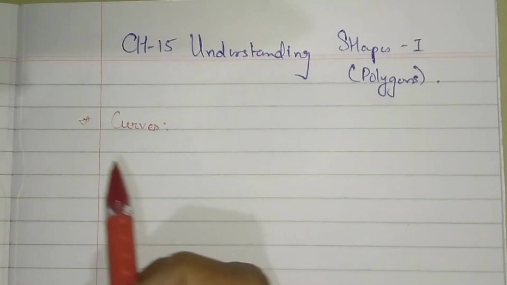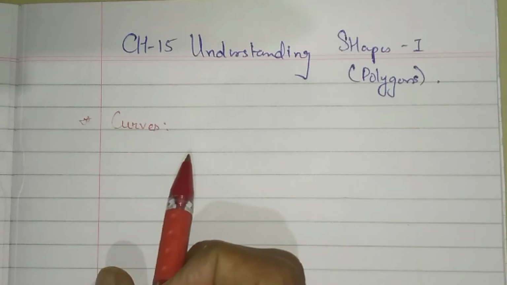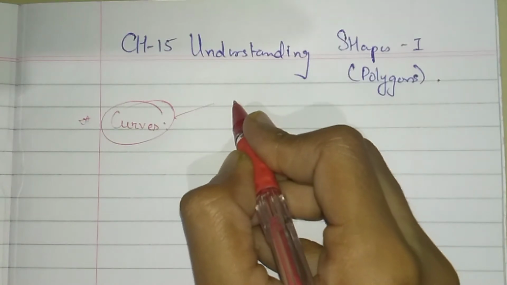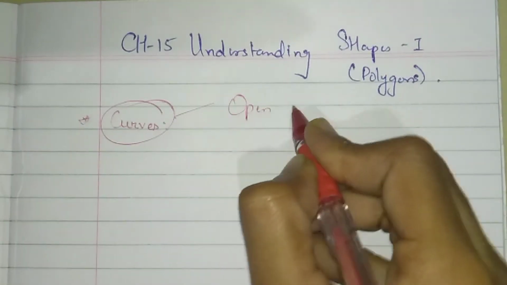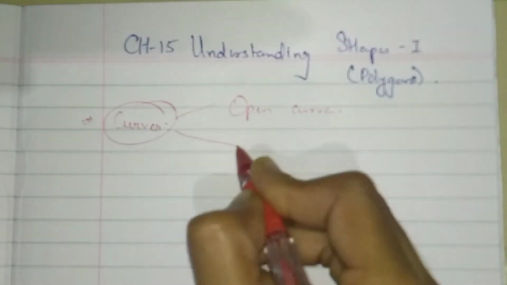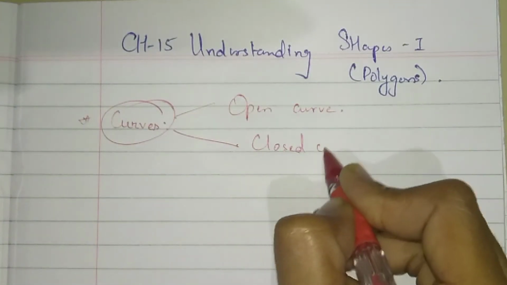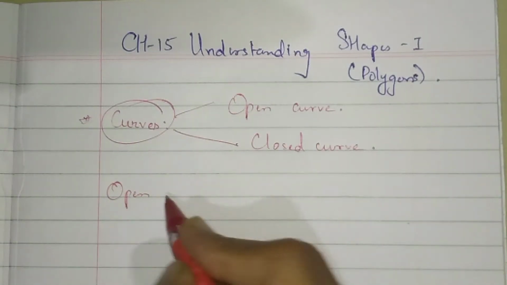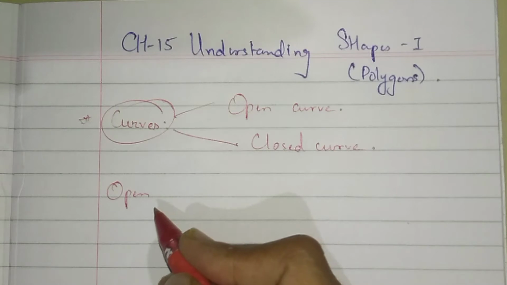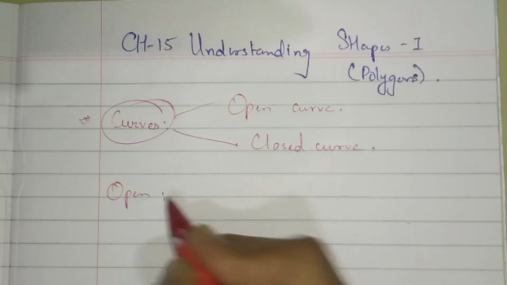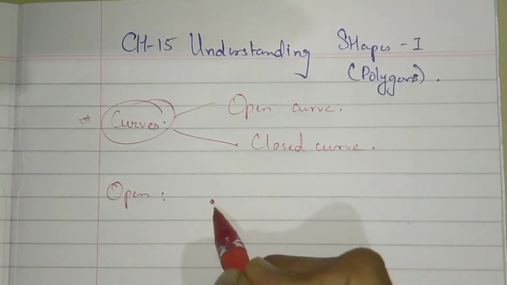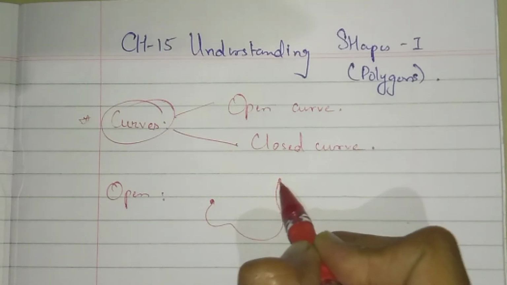In that, we will start topic 1, which is curve. Now, curves are of two types. First is open curve, and second is closed curve. Now, what is an open curve? When a curve begins and ends at different points, it is called an open curve. When your curve begins with one point and ends with another point.